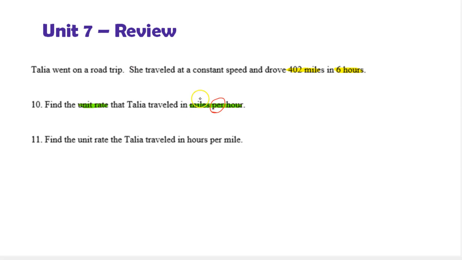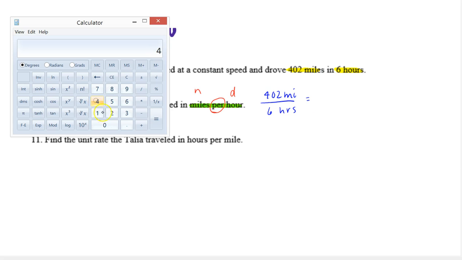Just like with ratios, there's an indicator word where you see per. The value before per goes in the numerator, and the value after per goes in the denominator. So for miles per hour, we're going to divide 402 miles over 6 hours. Now I'm going to do this division on the calculator. 402 divided by 6 gives us 67.